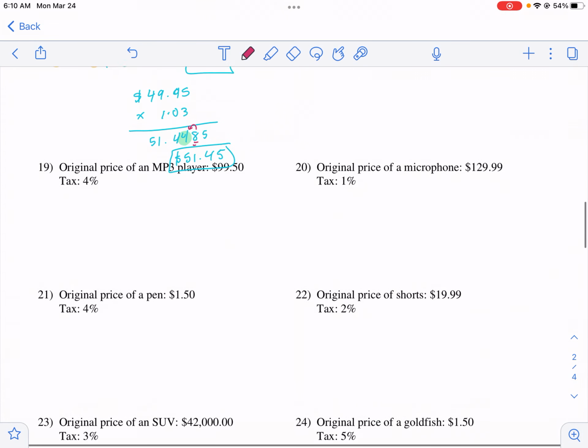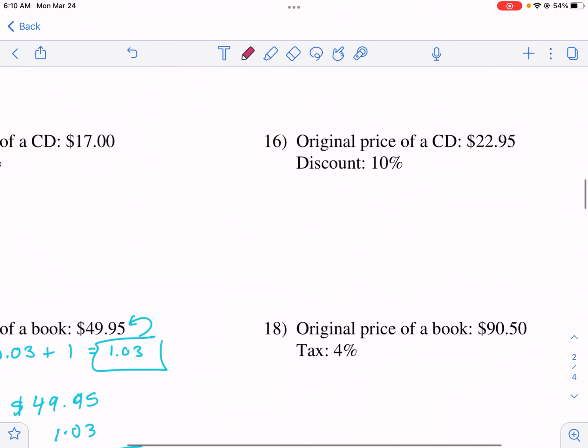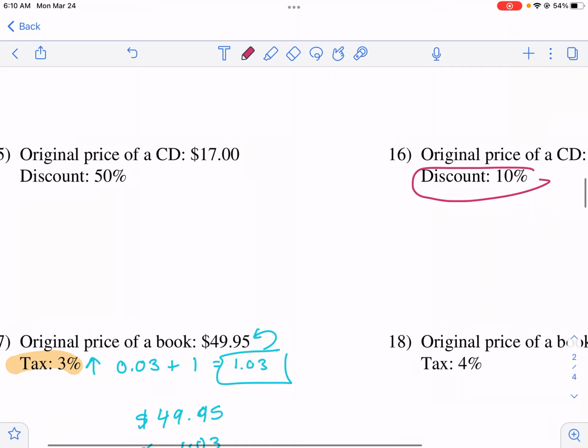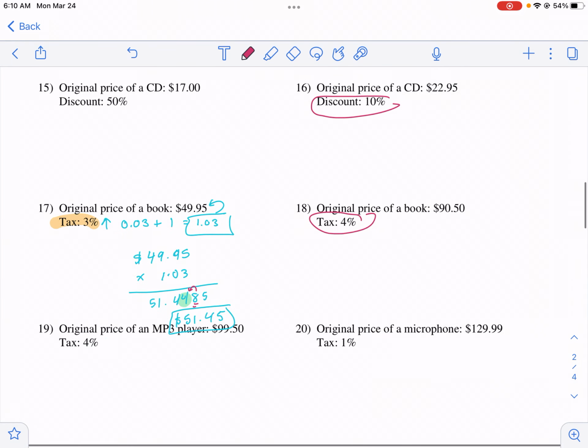And I think that's it. Most of these other ones are just like what we just did. Just make sure if you're discounting, you're subtracting that from 100, putting that in decimal form. If you're taxing or doing a markup, you're going to be adding to 100% and then changing that to decimal form. But that's all there is to it.